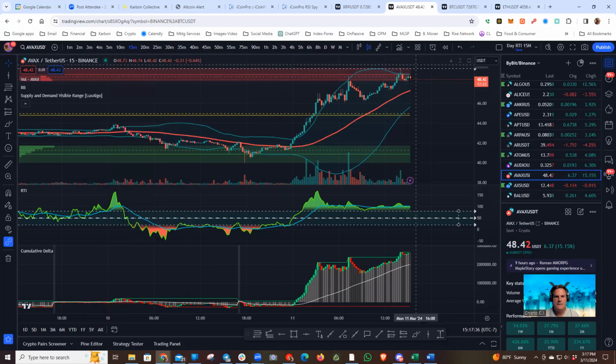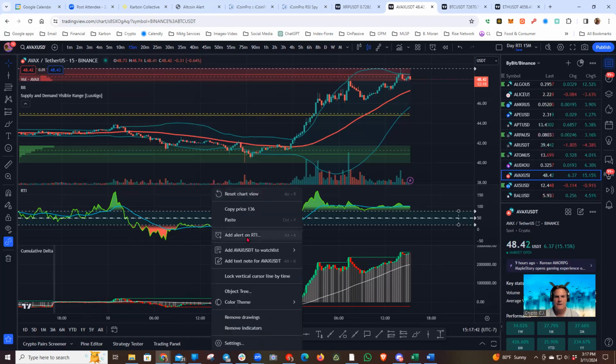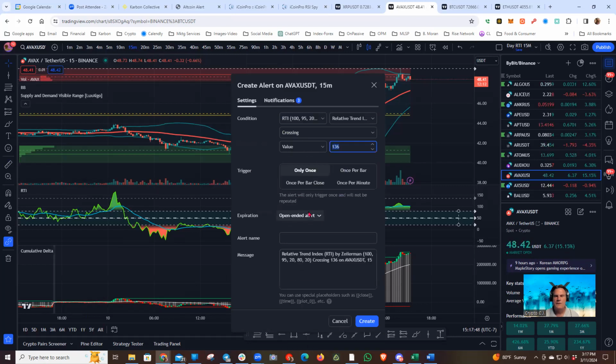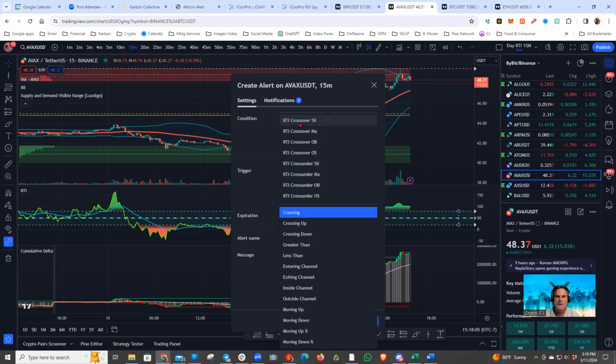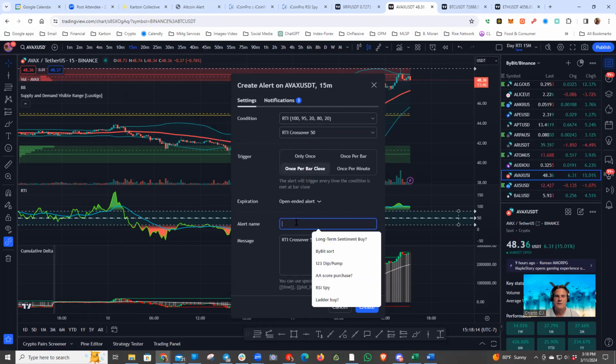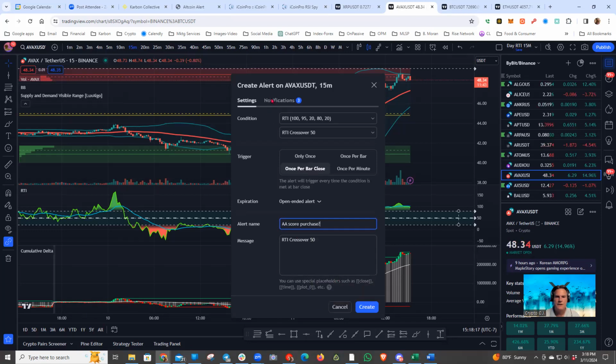So let's set some alerts then. On the RTI, you right click, add an alert. Gives you the 50 is the first one it lists. If you want to trade both directions, both long and short, if you're on leverage, you're more experienced, then you can go crossing on the 50, and it'll trigger an alert whenever it crosses up or down on the 50. If you just want the ones that cross up, then you can just use the first thing that comes up, like that RTI crossover 50. Once per bar close leaves it on until you turn it off. Again, AA score purchase, and then set up the rest as you want.